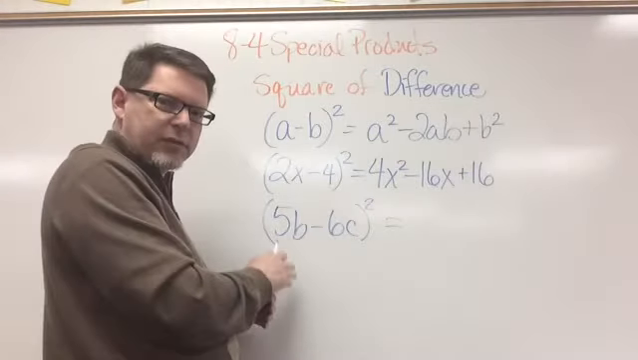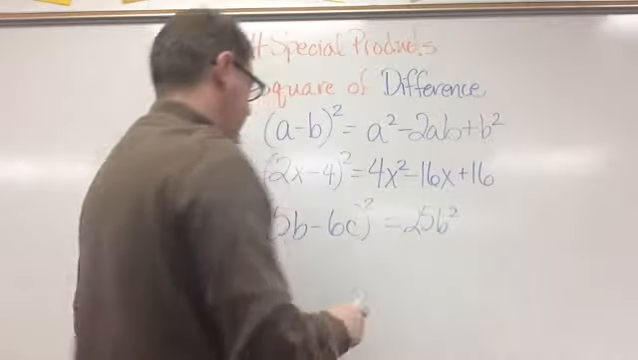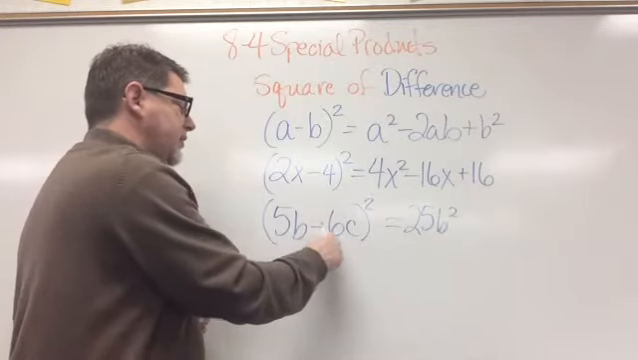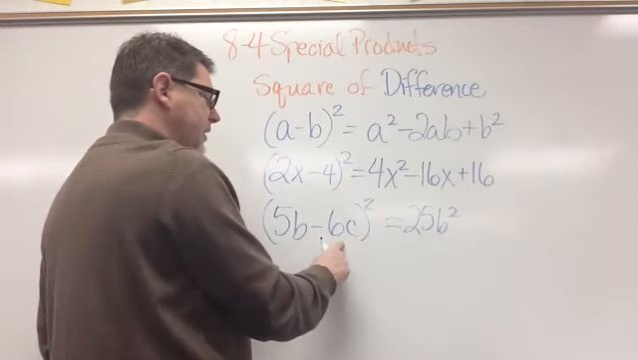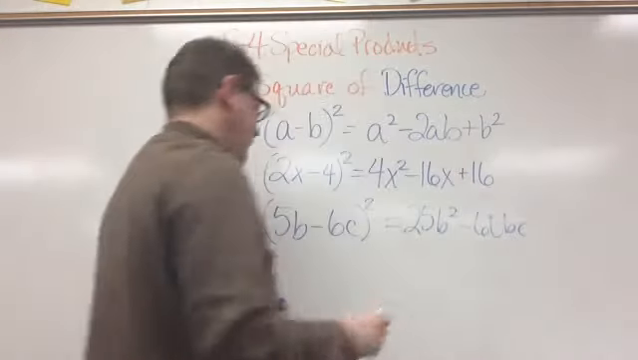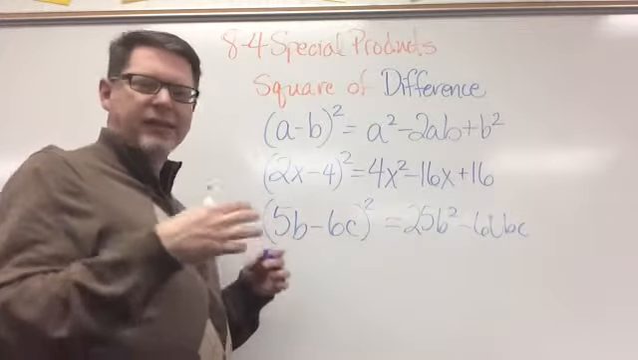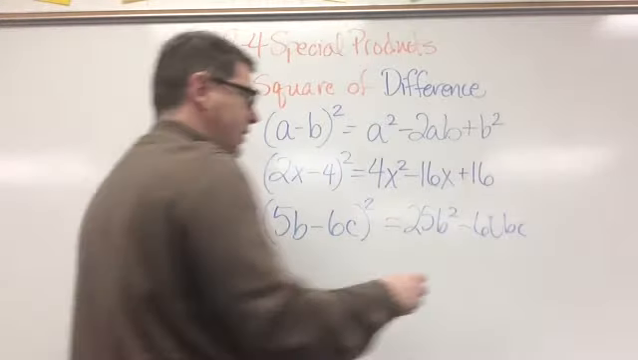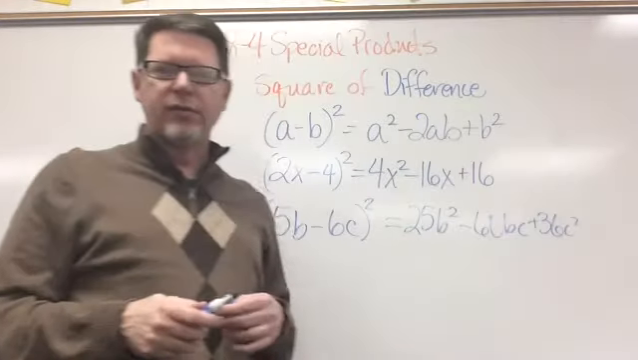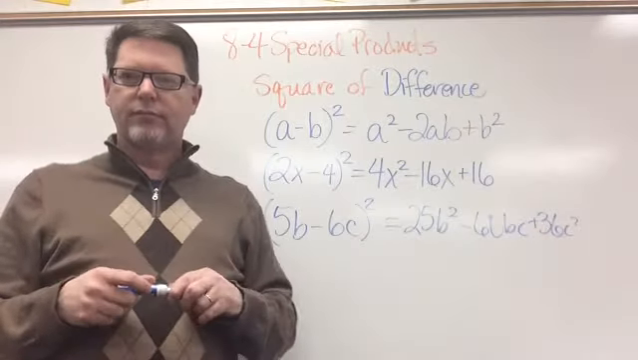5b times 5b is 25b squared. 2 times 5b is 10b times negative 6c would be negative 60bc. And then negative 6c times negative 6c would be positive 36c squared. And that would be my solution to 5b minus 6c squared.